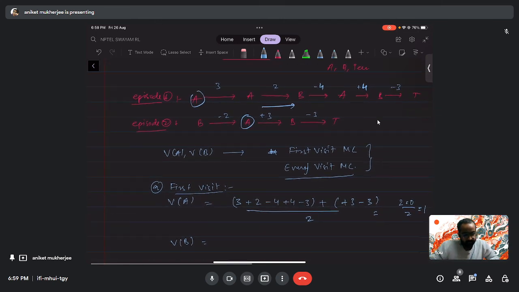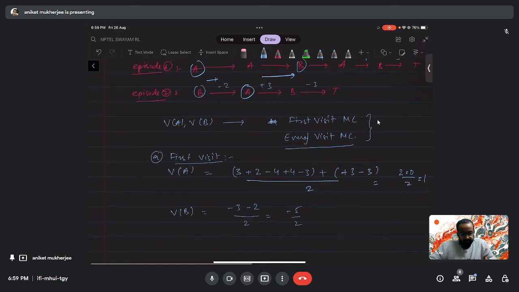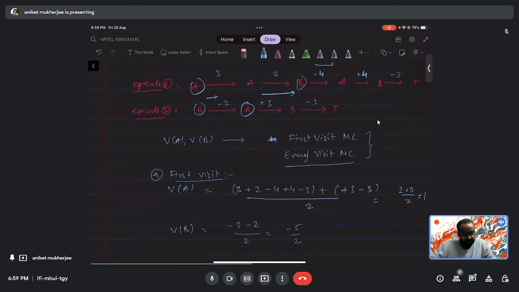V(B). Okay, so minus 4 plus 4 minus 3, negative 3 plus minus 2 plus 3, 1 minus 3, negative 2. Yeah. Okay, so minus 2.5. What does this tell you of the MDP?